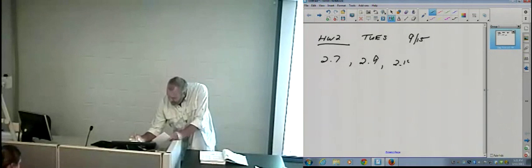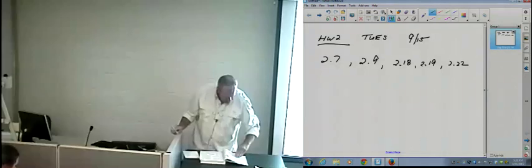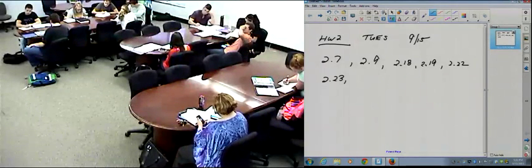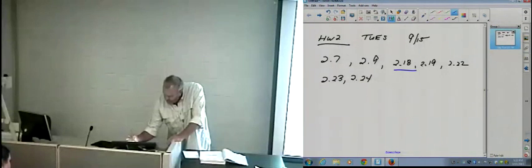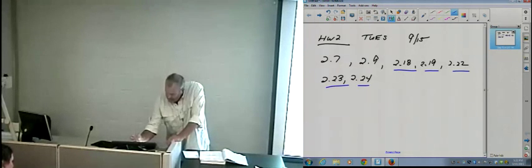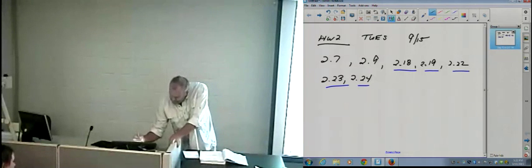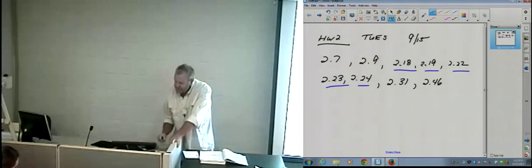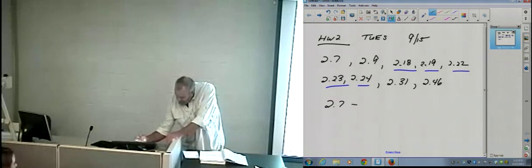There's 2.18, 2.19, and 2.22, 2.23, 2.24. Now look, these are all multiple choice ones. There were 5 of them I picked this time. And then I picked 2.31 and 2.46.